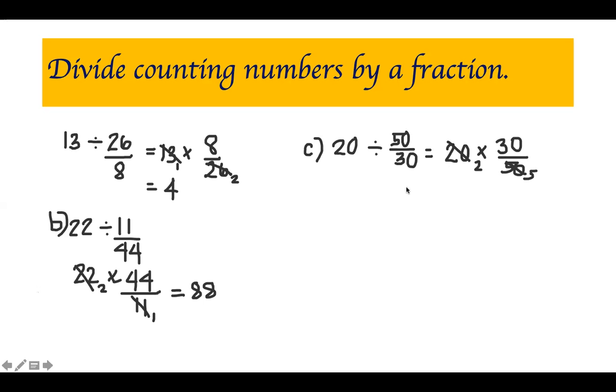Okay, so 20 divided by 10 is equal to 2. 50 divided by 10 is equal to 5. This will become 2 times 30. That is 60 over 5. And 60 over 5 is 12. All right, so I hope you get how to divide counting numbers by a fraction.